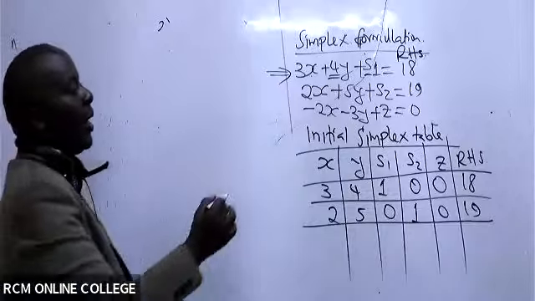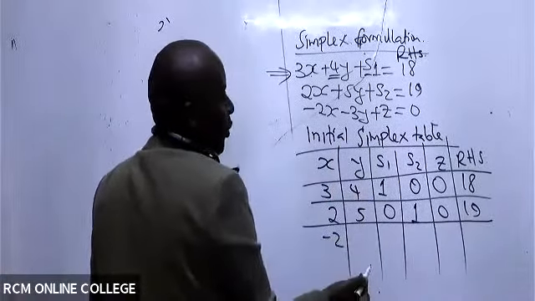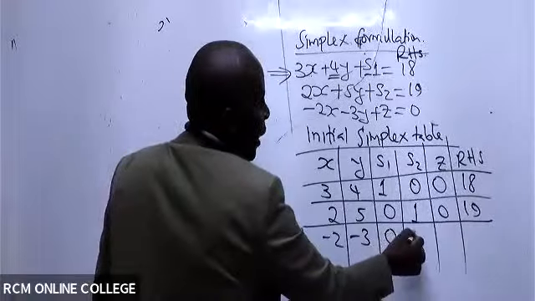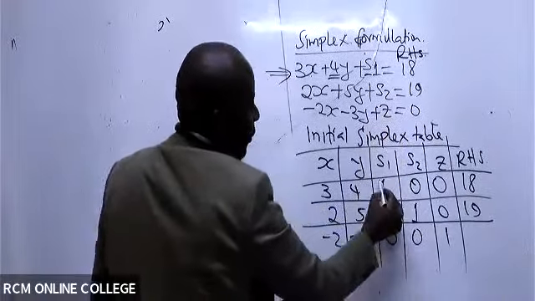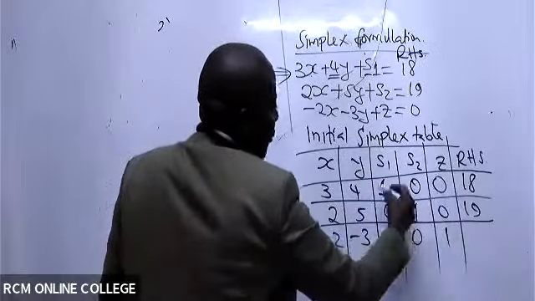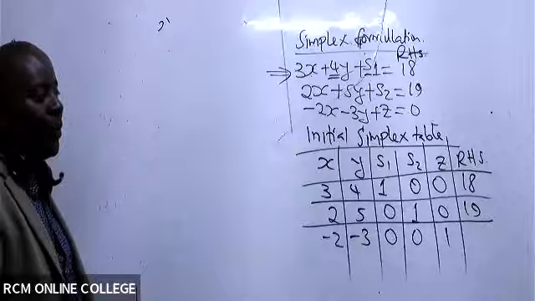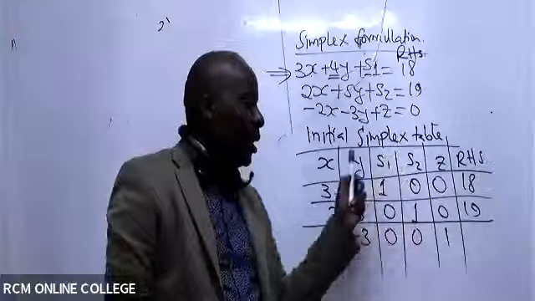Then we come here, ladies and gentlemen. What do we have? We have -2 for x and -3 for y. We don't have S1. We have Z, and Z is 1. So if you're keen enough, you'll be able to see that this side is what we call an identity matrix: 1, 1, 1, and then the others are zeros.